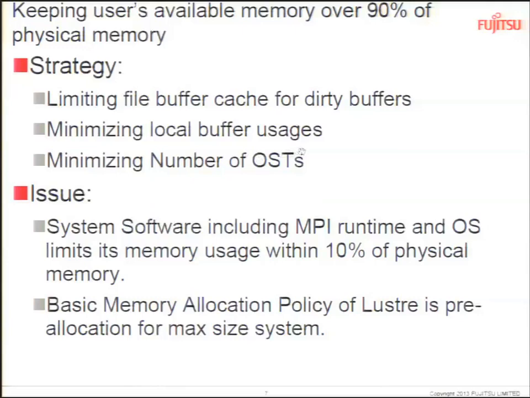This is also important for the file system and MPI, such kinds of things. The third one is to minimize the number of OSTs. However, this strategy affects file I/O performance, so a very critical trade-off exists. The issue is the same: using 10% of physical memory. The most important thing is that the basic memory allocation policy of Lustre is pre-allocation for the maximum system size. This is very critical, as it changes memory consumption.